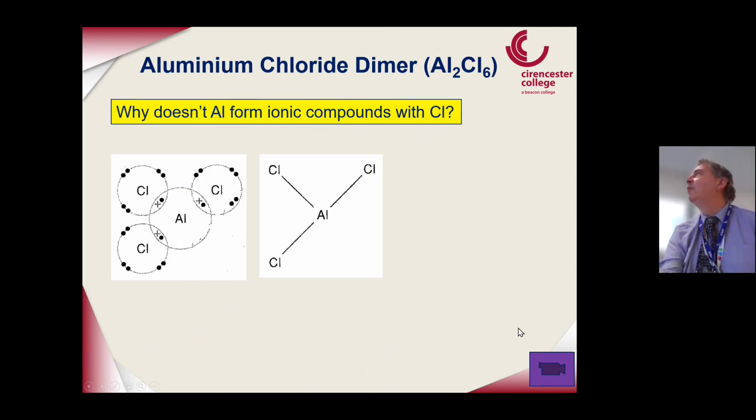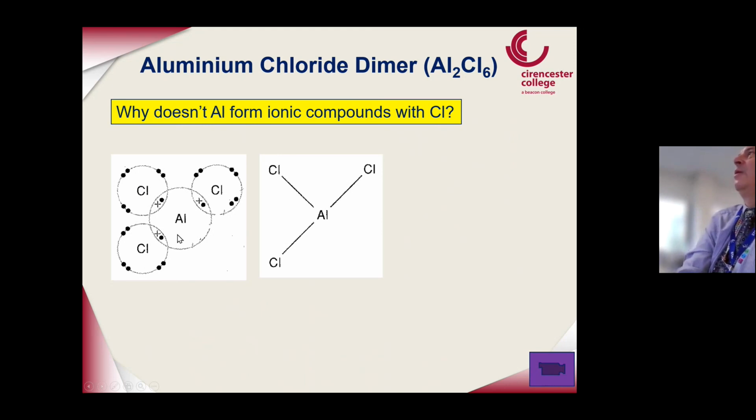Okay, so aluminium chloride. As I said, aluminium sometimes doesn't form ionic compounds, especially with chlorine, because of the size of the ions. It forms covalent compounds with chlorine. So aluminium has got 3 electrons, so it makes 3 bonds with chlorine. That makes the chlorine happy. Chlorine's now got 8. The aluminium has not completed the octet.